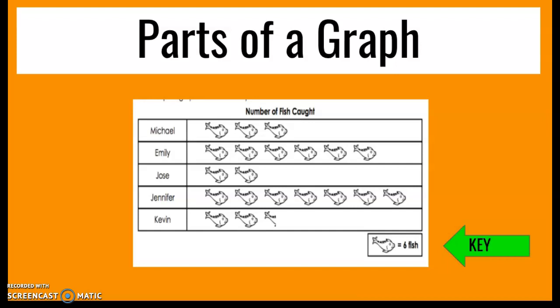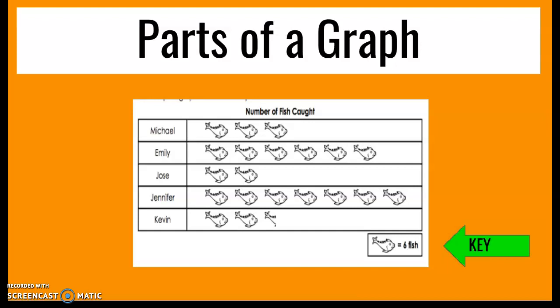So like if Michael, we looked at Michael, he has 3 fish in his row. And so we know that for every 1 fish, it equals 6. And so we would count by 6s. 6, 12, 18. Michael caught 18 fish.